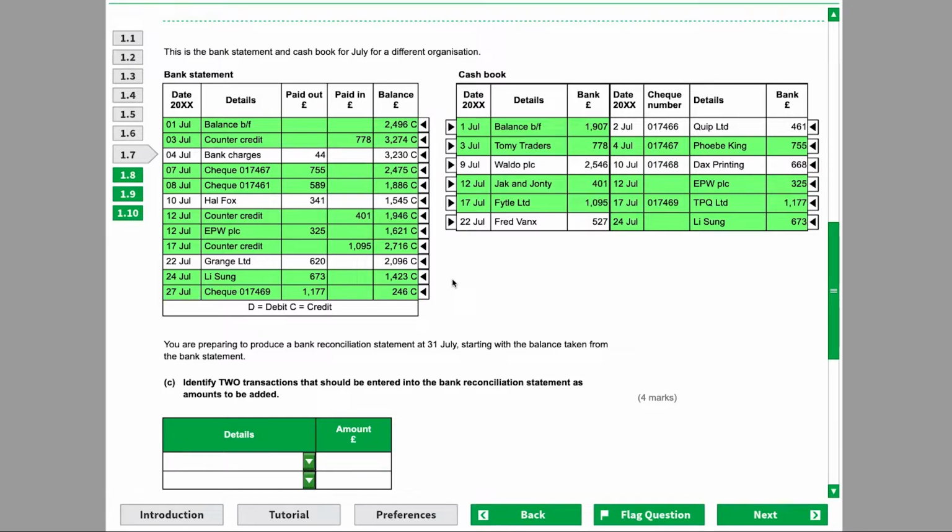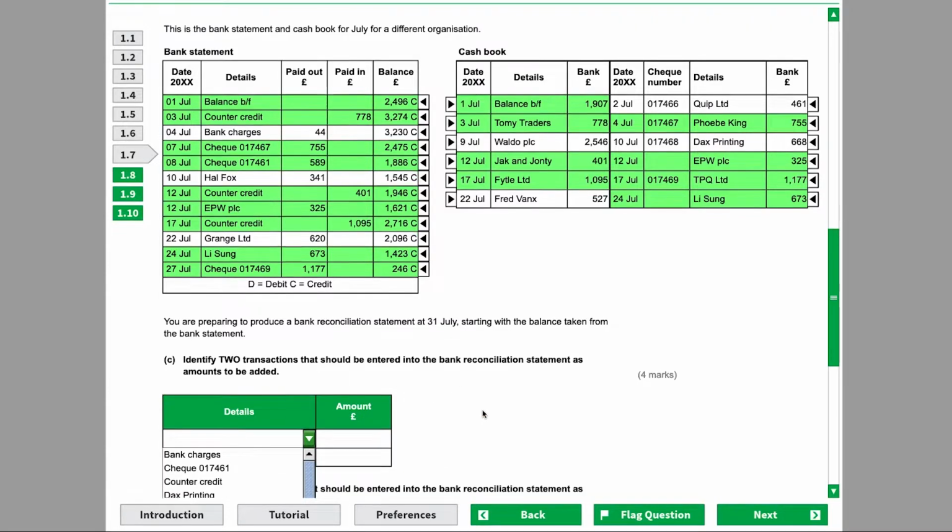Excellent. Now that's done then, we can go back to our question where we need to find two transactions to be added within the reconciliation. It would therefore be the two debits within the cash book for Waldo PLC, so this one here, and Fred Vanks, which is this one here, as these are the only two income transactions that aren't already in the bank statement. So let's select those two and enter in the values.